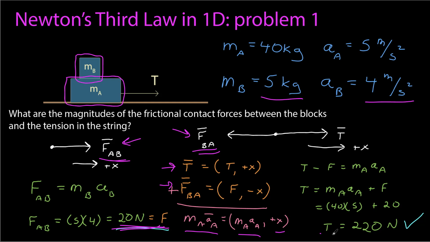Finally, I want to check. If I look at this expression, 220 minus the 20 newton force is 200, giving me a 5 meters per second squared acceleration to a 40 kilogram mass. Checking that in the end gives me some confidence that we calculated the right answer.